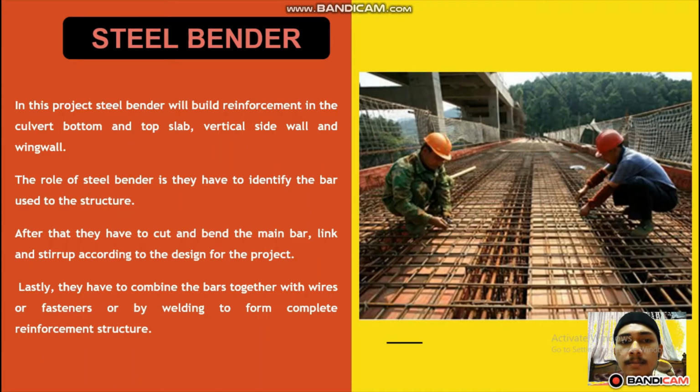Next is the steel bender. In this project, the steel bender will build reinforcement in the culvert bottom and top slab, vertical side wall and wing wall. The role of the steel bender is to identify the bar used for the structure. Next, they have to cut and bend the main bar, link and stirrup according to the design of the project. Lastly, they have to combine the bars together with wire, fasten or weld to form a complete reinforcement structure.